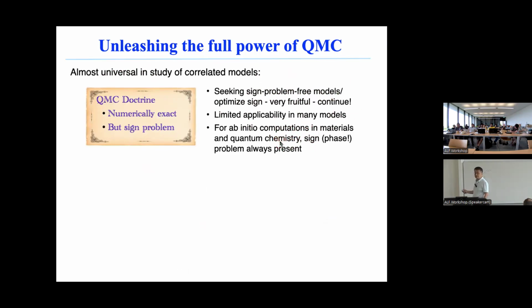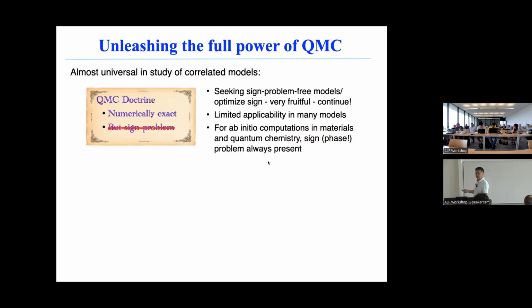Unfortunately, for most models, this is not the case. And sometimes making those models fall into this category will drop too much of that model, and you lose the physics in tweaking the model. For ab initio computations in materials and quantum chemistry, this is almost impossible. The sign problem is always present there. And in fact, as I mentioned, it's a phase problem.